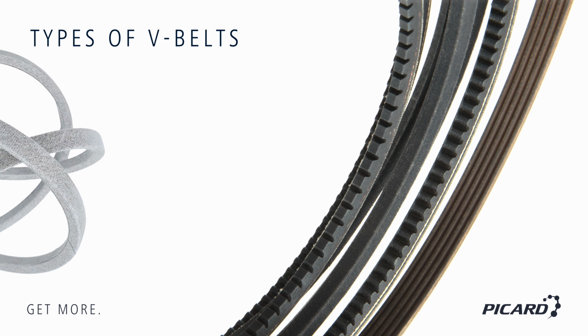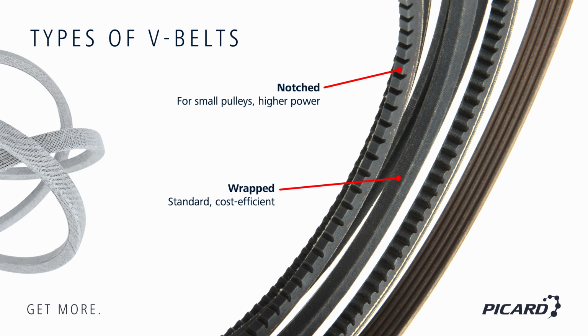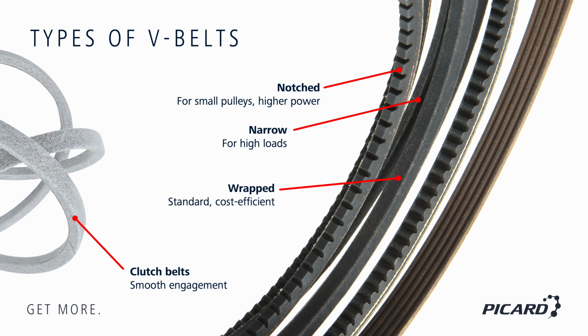V-belts are available in several different designs, each suited to specific requirements. Wrapped V-belts are the standard version. They're robust, durable, and cost-effective. Notched V-belts are more flexible, allowing the use of smaller pulleys and higher power transmission. Narrow V-belts are stiffer and designed for applications with high loads. Clutch V-belts, such as those used in lawnmowers, enable smooth engagement. Finally, poly V-belts combine several V-shaped ribs into one belt, creating a compact design that's widely used in modern car engines.